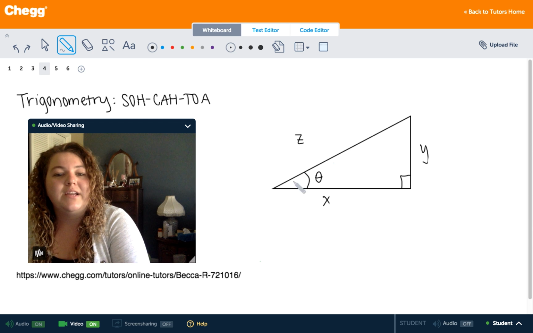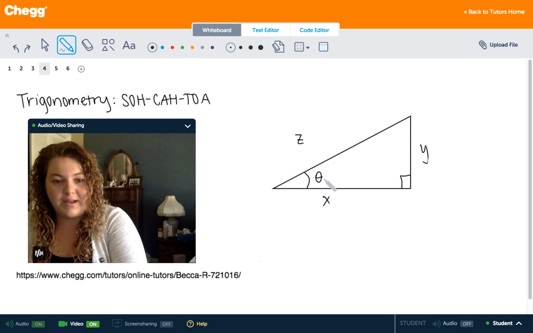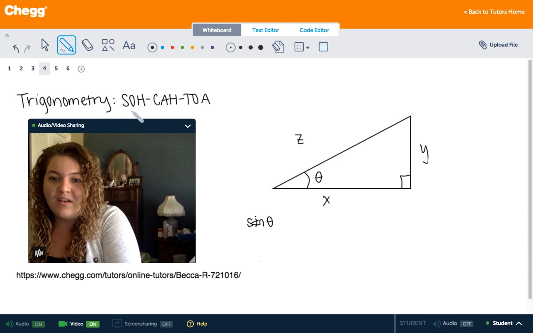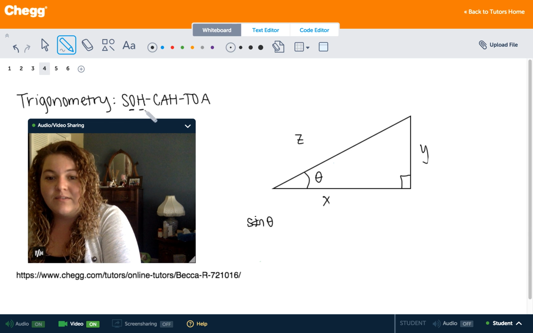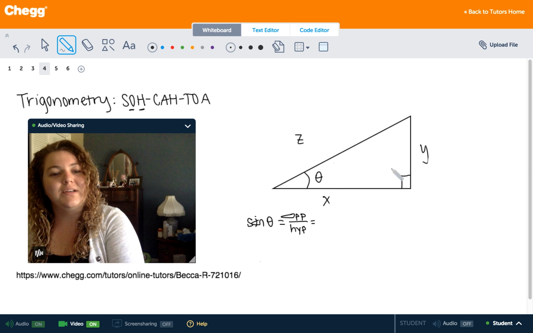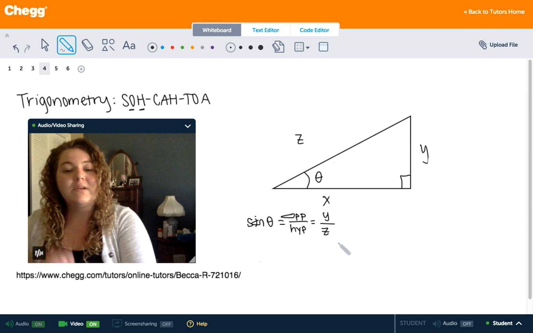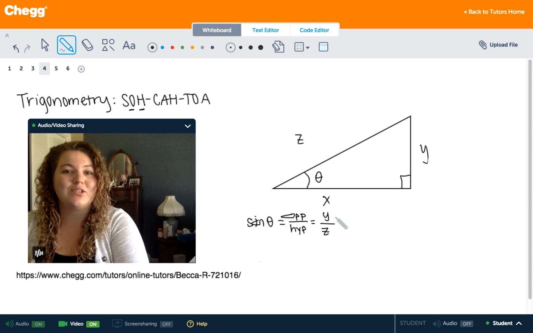So consider this right triangle right here. It has sides of length x, y, and z, and there's an angle theta right here. So the way we'd find the sine of that angle is we would use our SO. The SO stands for sine is opposite over the hypotenuse. So the opposite side divided by the hypotenuse. Now the opposite to this angle is the y side. And the hypotenuse is going to be this slanted side here, that z side. Okay, so we could find the sine of that angle by finding the fraction y divided by z.